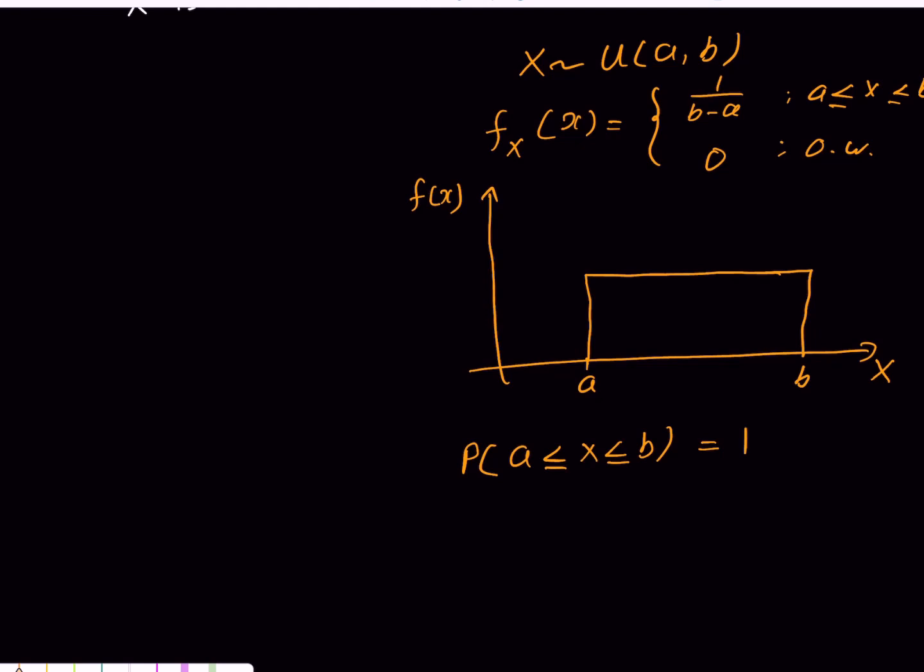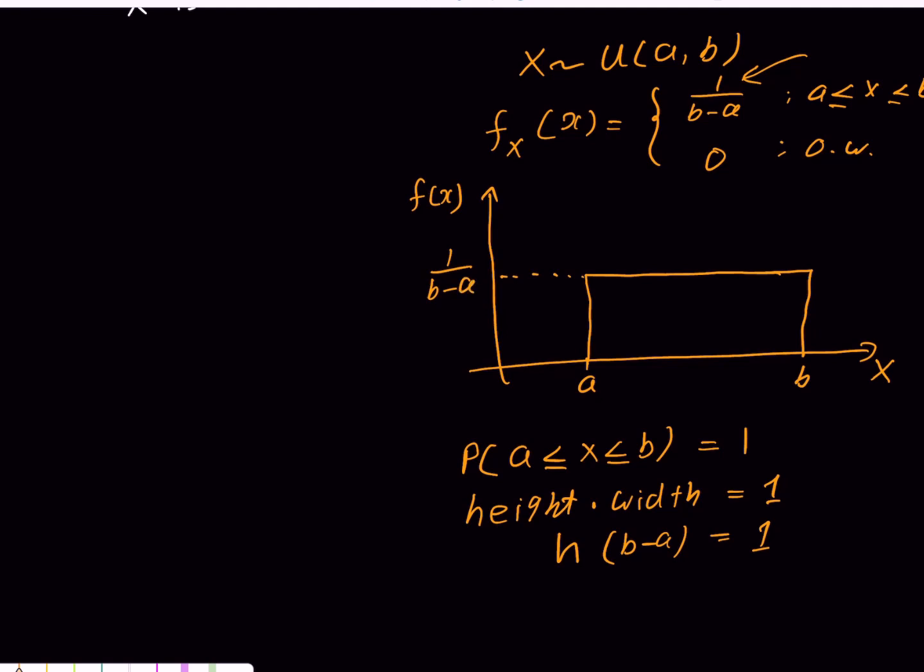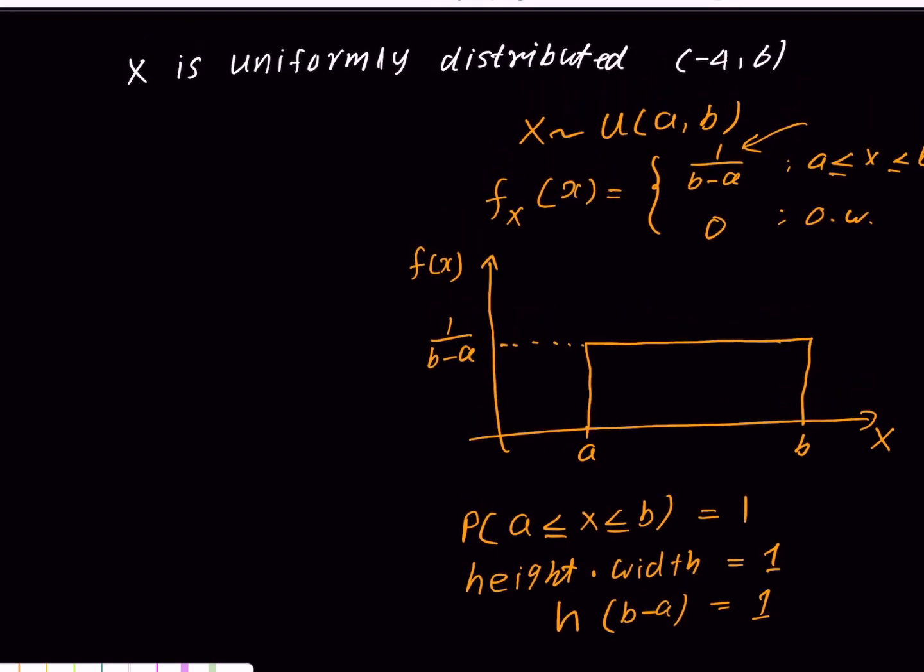Okay, that means what is the area of the rectangle? Height times width. So this equals 1. We know the width: width is B minus A. So height, I say h, times width equals 1. Therefore, h equals 1 over B minus A. Actually, you see here that is the PDF, 1 over B minus A. That is the graphical representation. If you understand this clearly, you can solve this problem very easily.